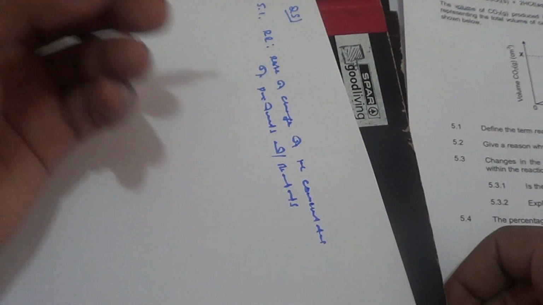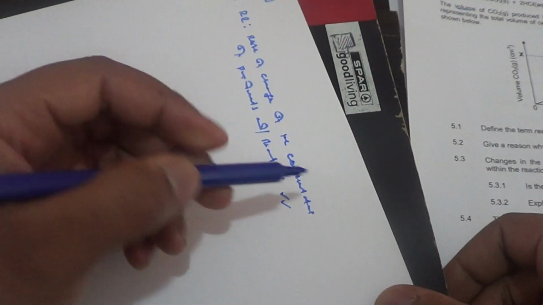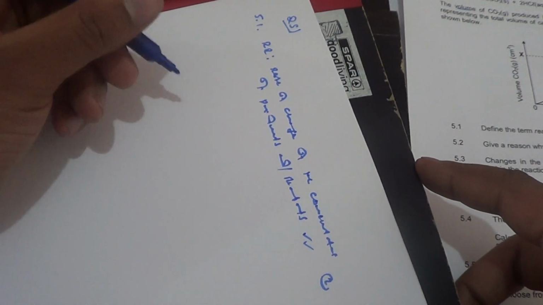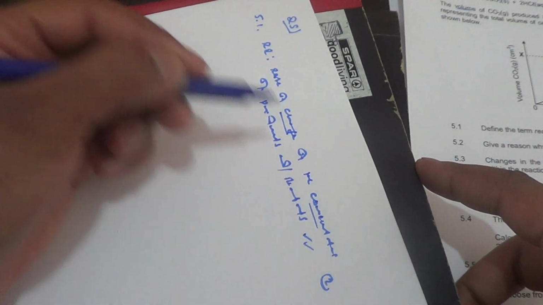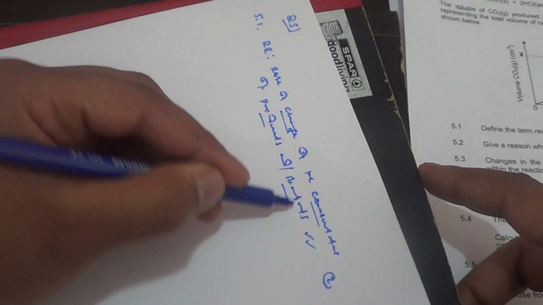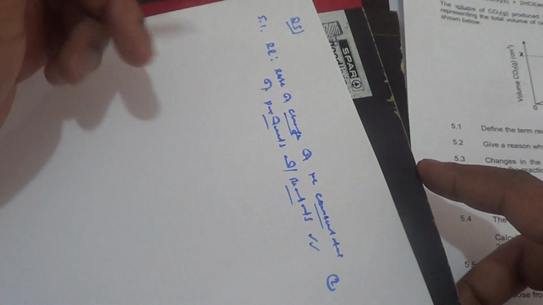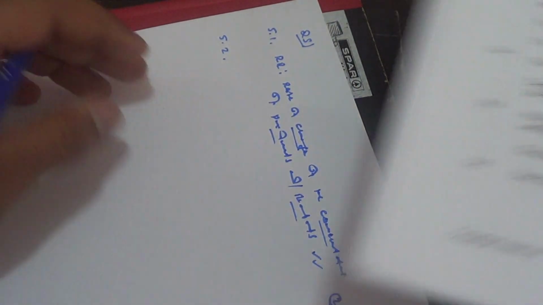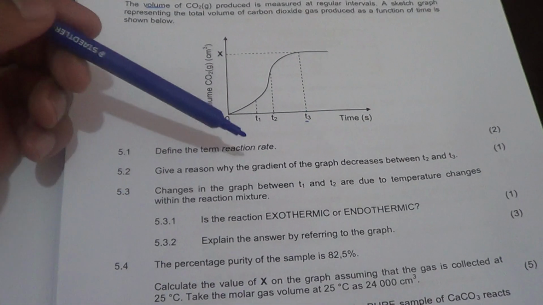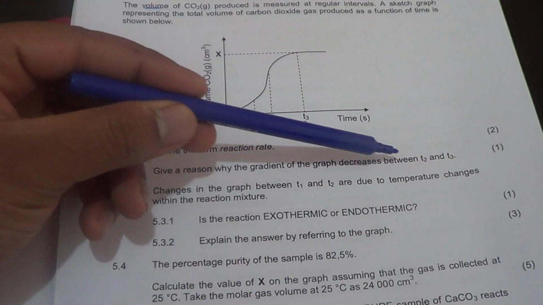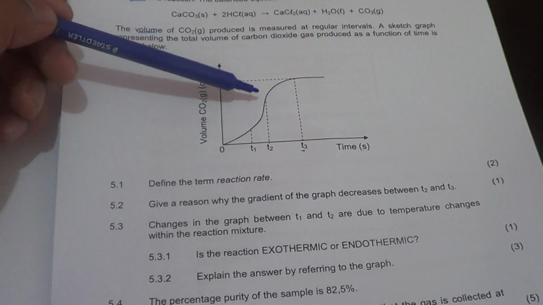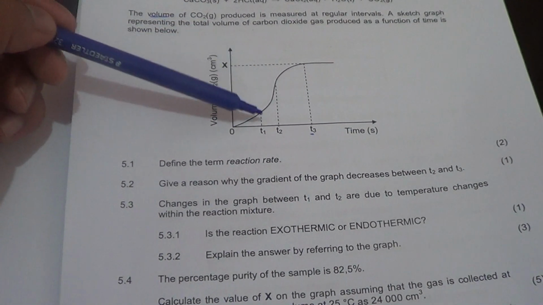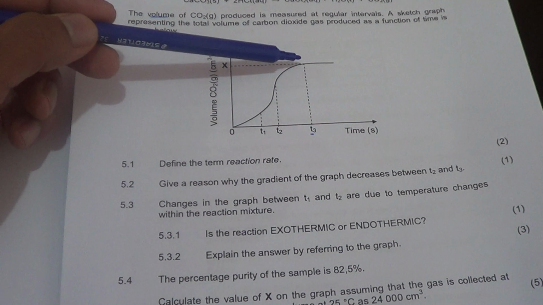Okay, so I think that is 2 marks. Again, with these kinds of questions, you just need to make sure you understand. So the idea is change of concentrations, be it products and reactants. All right, so 5.2 says, now give a reason why the gradient of the graph decreases between T1 and T2. Of course, the reaction rate is slowing down, okay? Or some of the reactants are being used up, okay?